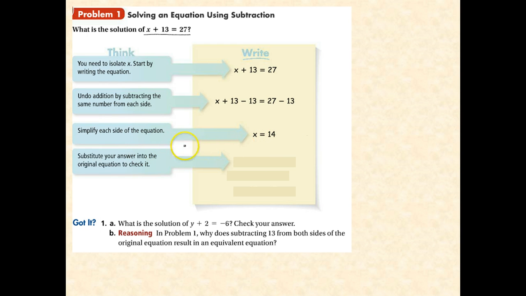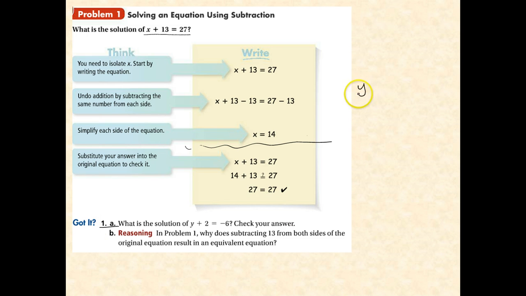I can check my work by plugging it in. X plus 13 is 27, that's what I started with. So if I did my work right, I should be able to plug a 14 in for x. 14 plus 13, does that equal 27? It does. Fantastic. Alright, why don't you try 1a and 1b. Go ahead and pause and then try it out. And push play when you're ready to see me work it out.